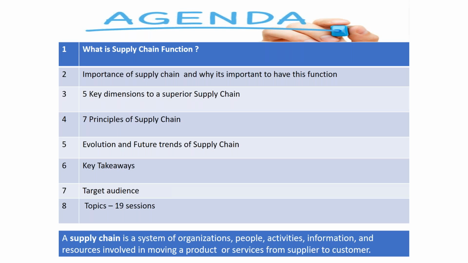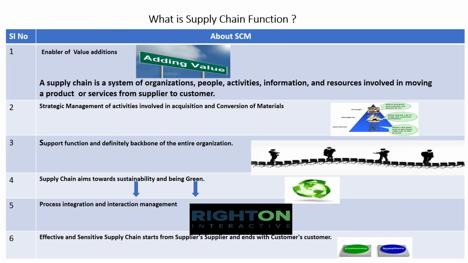Now coming back to point number 1, what is supply chain function? As you know, it is a system of organizations, people, activities, information and resources involved in moving a product or service from supplier to customer. Now what does it mean? It means that supply chain is nothing but a set of people, organizations and activities which integrate together to produce a certain product or service which will help you to sell it in the market. So it is basically nothing but an enabler of value addition. It adds value. These kinds of value additions are important because without adding value you will gain nothing.